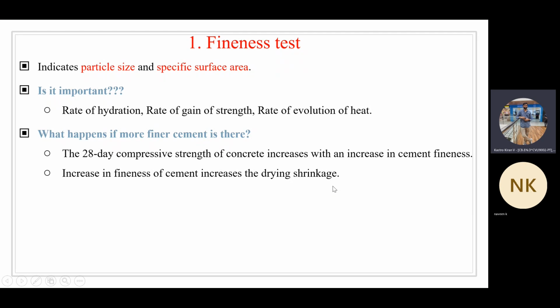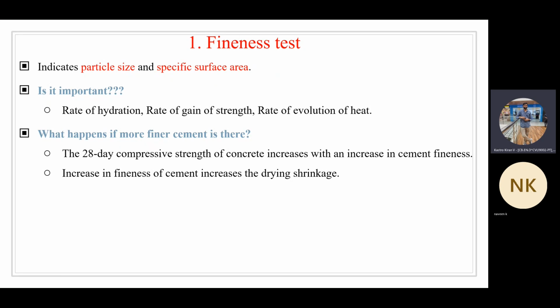What is shrinkage? Shrinkage means the change in the volume of the structure or change in the volume of the specimen or member. Again, related to shrinkage, we'll be talking about the shrinkage parameters in the fourth unit, that is in the fourth module. I'll be talking in detail about what is shrinkage, what is drying shrinkage, all these things. But for the time being, just remember that whenever you have the finer particles in the cement, it might give you good strength, but it will lead to the shrinkage parameter.